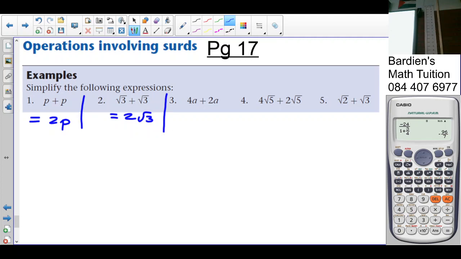So what is 2a plus 4a? You're right. So if a is replaced by root 5, 4 root 5 plus 2 root 5 is 6 root 5. You see the same rule applies. It's like collecting like terms. Not so?